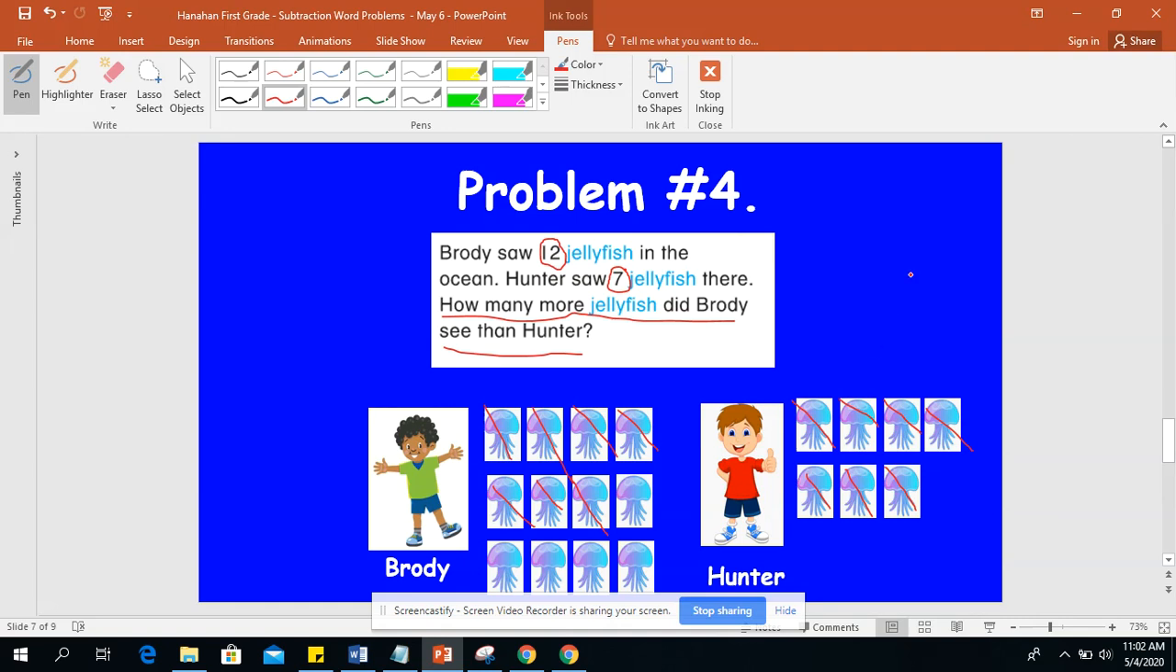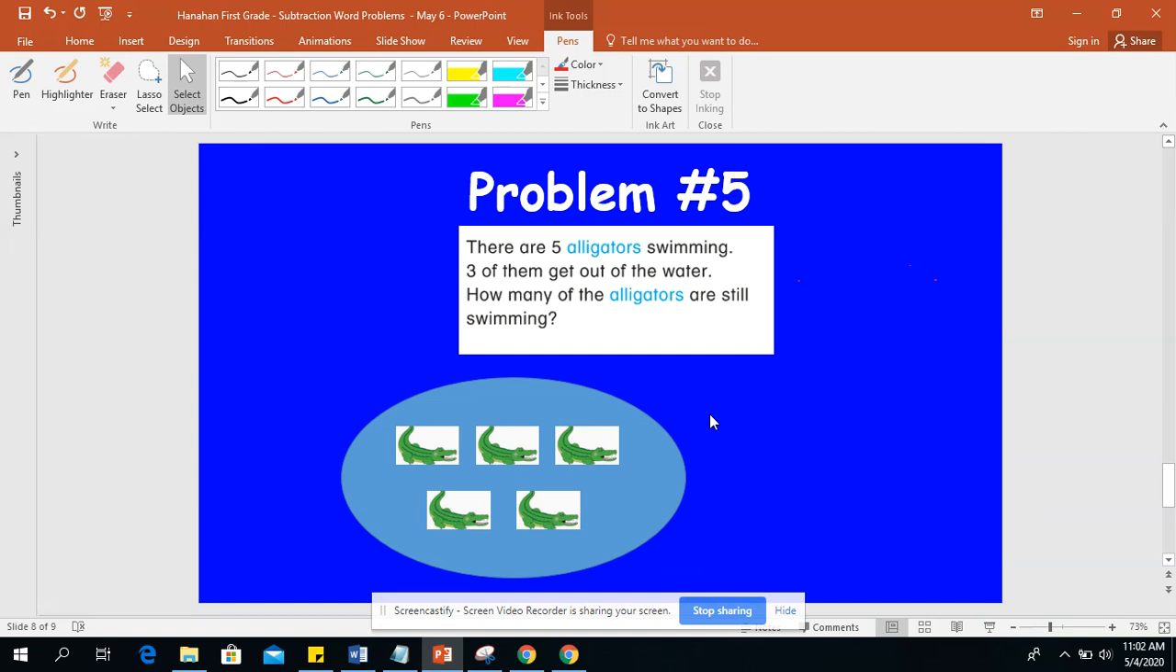And we can actually represent this problem using a subtraction number sentence. 12 take away 7 equals 5. So the answer is 5 more. Brody saw 5 more jellyfish than Hunter. Good work, boys and girls. Let's move on to problem 5.